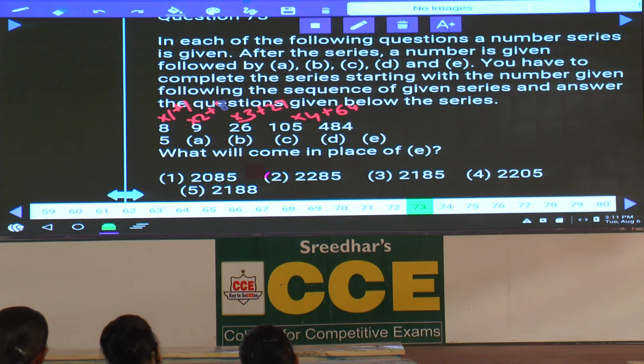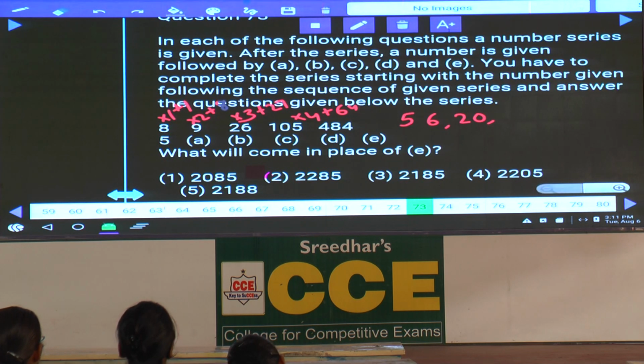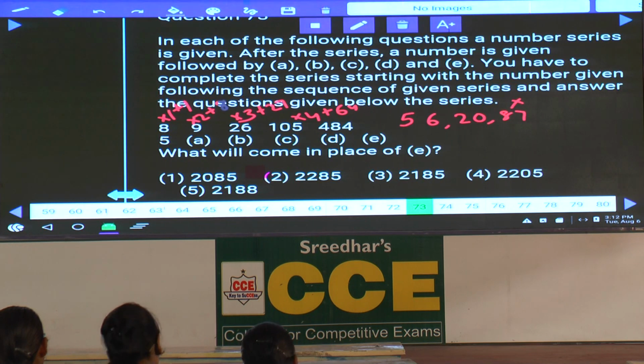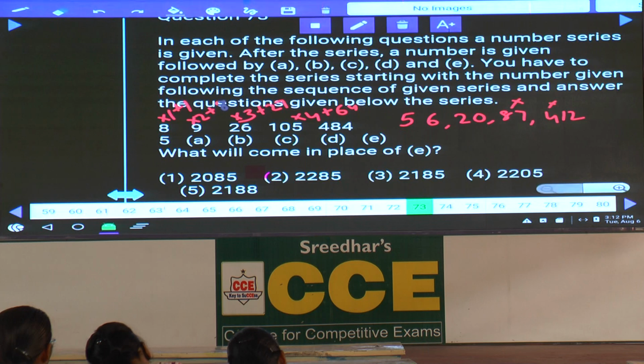5 into 1 plus 1 is 6. 6 into 2 is 12 plus 8 is 20. And 20 into 3, 60 plus 27 is 87. Now what is D here? 87 into 4 plus 64. What is 87 into 4? 348. Now 348 plus 64 is 412. Next, 412 into 5 plus 125.